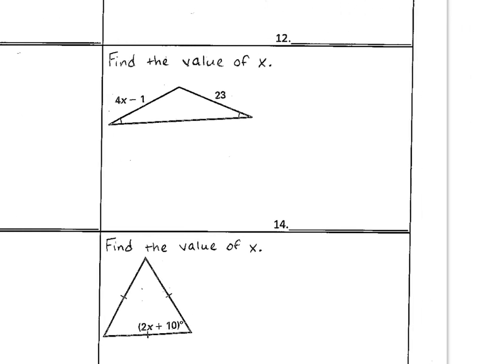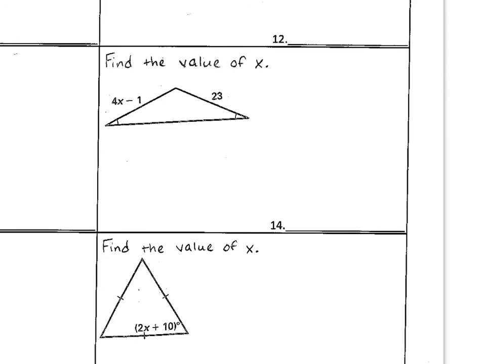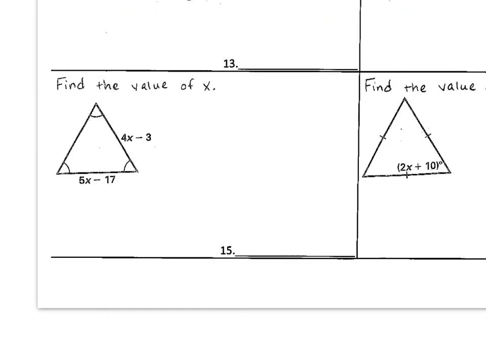In number 14, same concept, find the value of x. If these base angles here are the same, then that means their opposite sides are also going to be equal. So set them up equal to each other and find the value of x. Same thing in 15. If the angles are all equal, the sides are all equal. Set them up equal to each other.